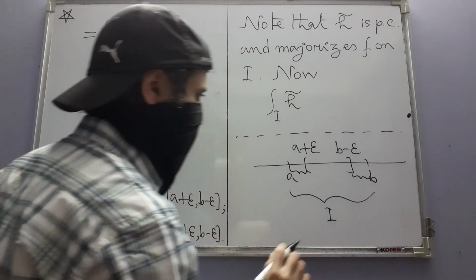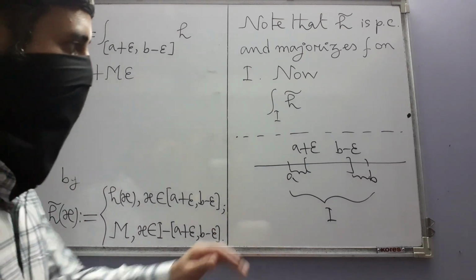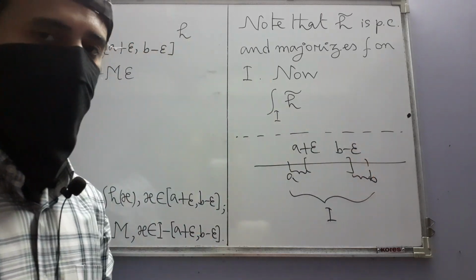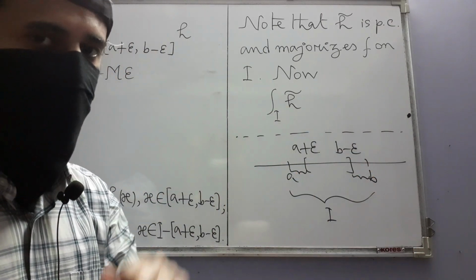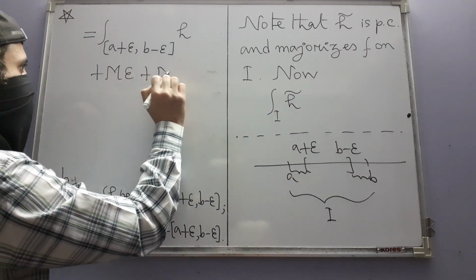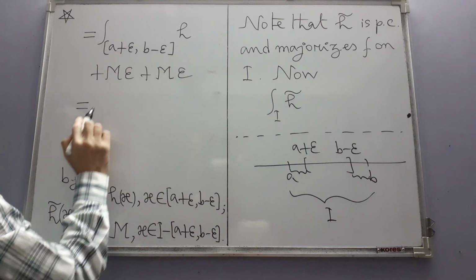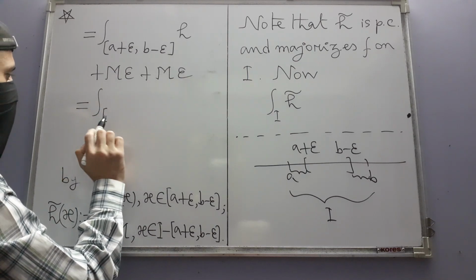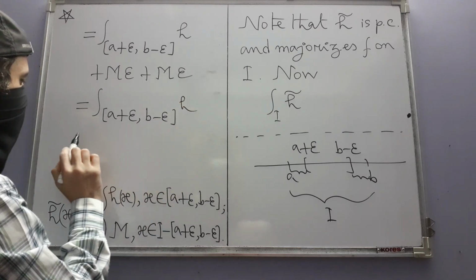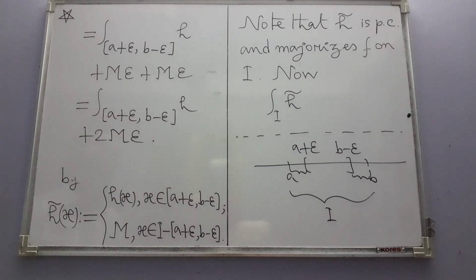epsilon, plus the integral of h tilde over this region also similarly is going to be m times, because there also it's constantly m, times the length of this interval, which is also epsilon, because the left point is b minus epsilon and the right point is b. B minus epsilon is plus epsilon. Okay. So we get this. Plus 2m epsilon.